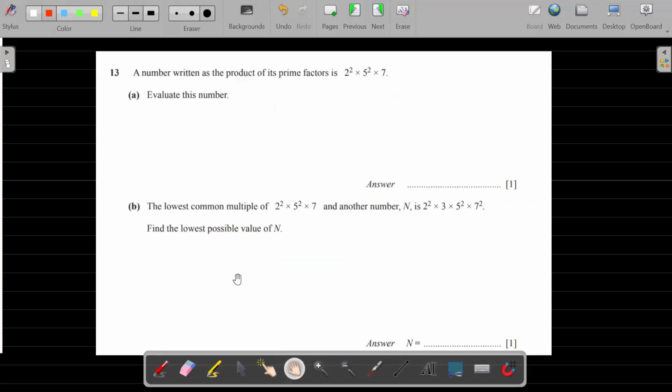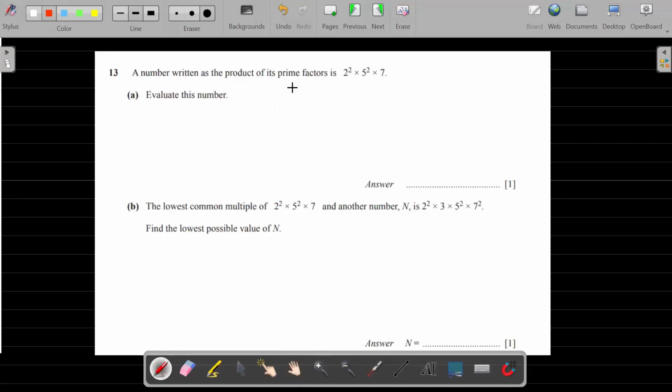A number is written as a product of its prime factors. Evaluate this number. Simply multiply them. 2 raised to power 2 is 4. 5 raised to power 2 is 25, times 7. Let's multiply them. 25 fours are 100. 100 times 7 is going to be 700. So 700 is our answer.